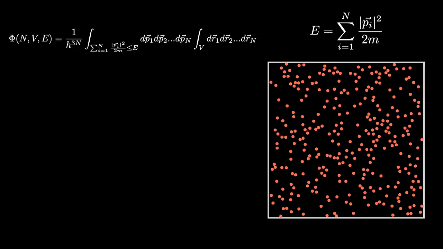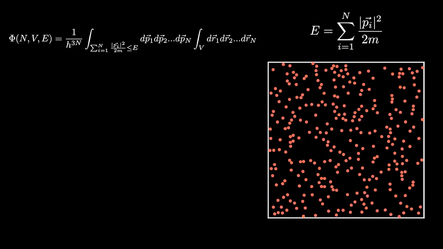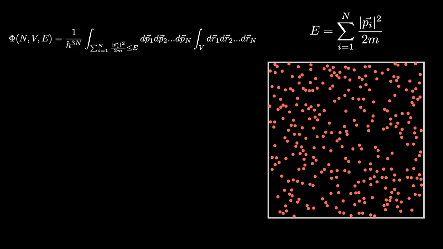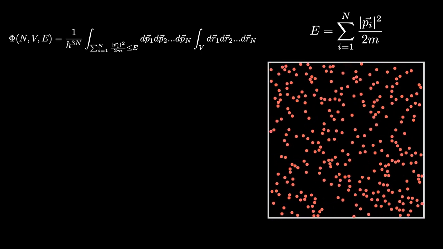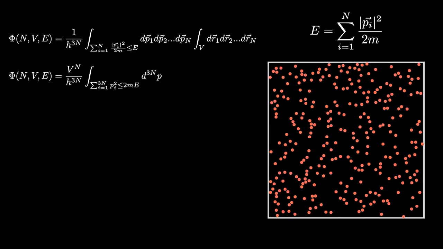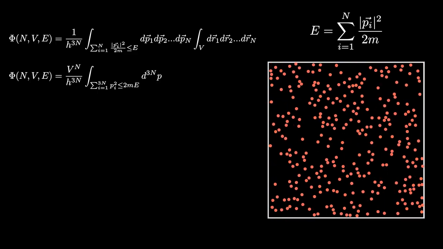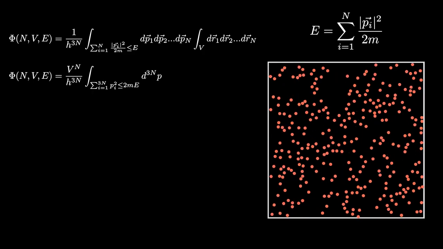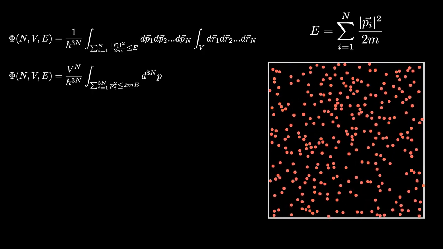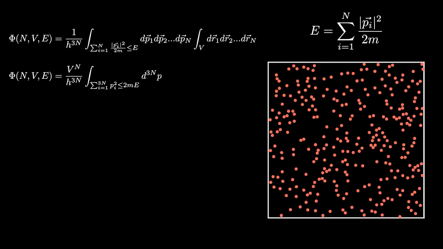Then to compute the hypervolume, we write the following integral that we can separate in two parts. This is because the energy doesn't depend on the positions here. We can therefore directly integrate on the volume for each particle, which yields V^n. Each momentum vector p has three components, x, y, and z. This is why we can rewrite dp1, dp2 to dpn as d^3n p, which is a simplified notation.